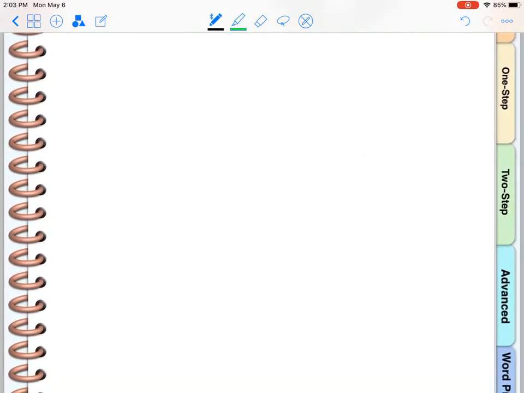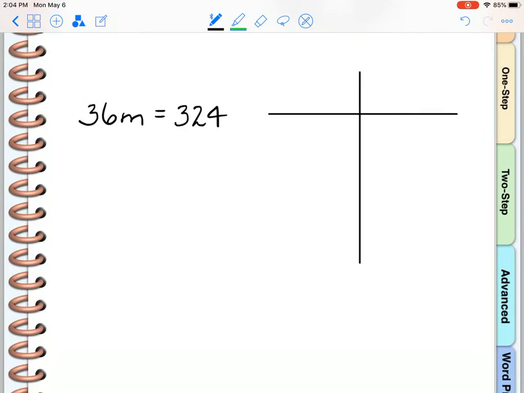Okay, so let's take a look at another one. This takes a little getting used to. This format's a little different. So this time I have 36m equals 324 as the constant. So let's make a problem and put the equation down there. 36m, m is variable. 324 is constant.